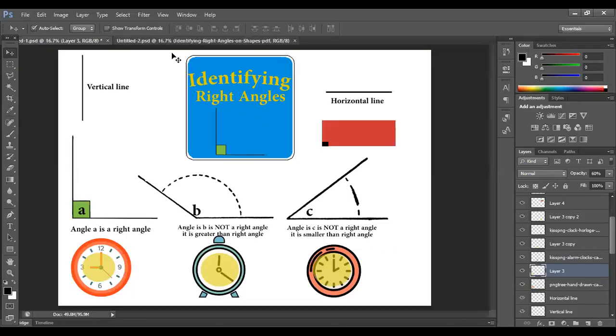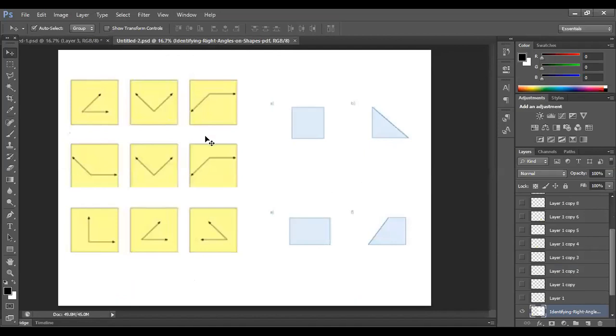Come on, year 3. Let's solve this together. Okay, look at this shape, the square shape. Does the square have a right angle? Yes, the square has four right angles. This is the symbol of a right angle. So 1, 2, 3, and 4. The square has four right angles.